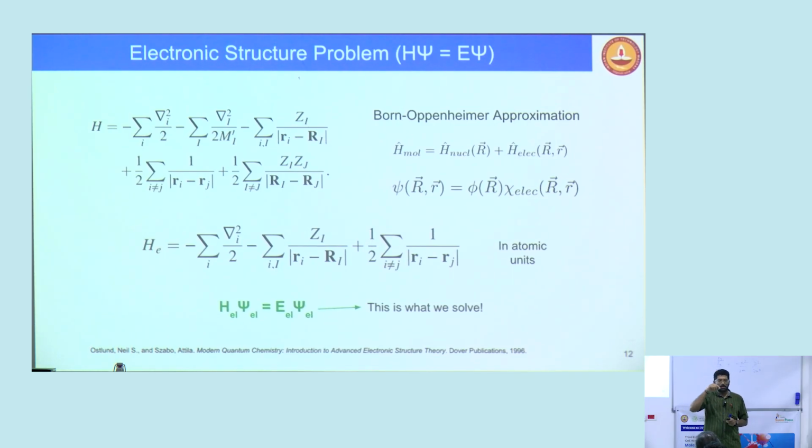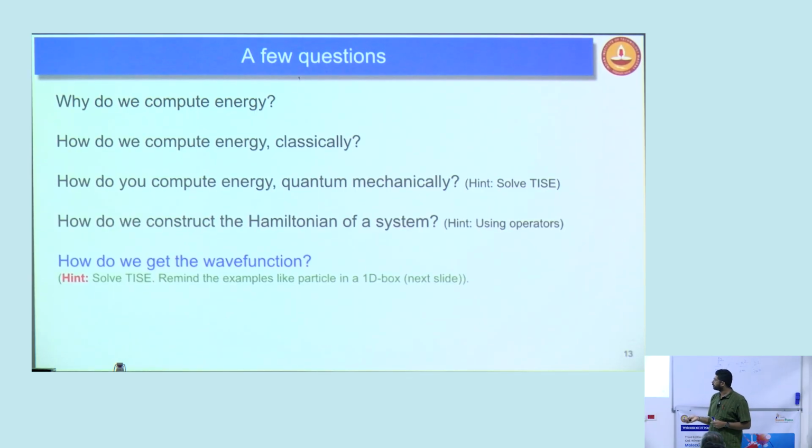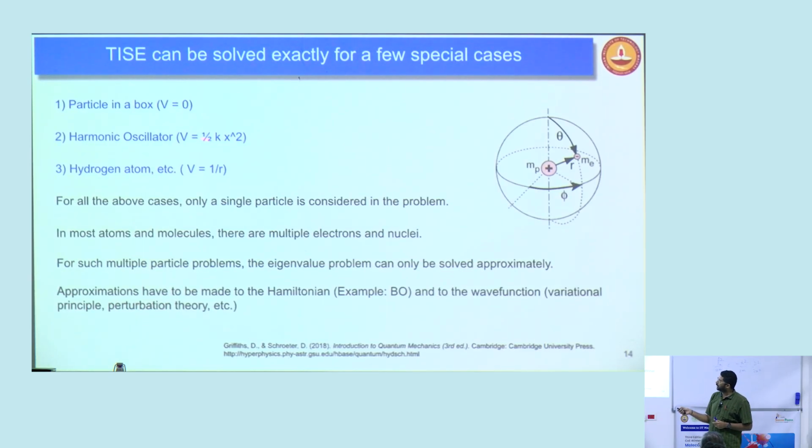So the minus h cut squared by 2m d square psi by dx square, and so on, equal to E psi, is what you have solved. That one will give you the wave function, for the systems that you have actually solved. One is particle in a 1D box, or harmonic oscillator, or hydrogen atom, etc. All of these are single particle systems, right?